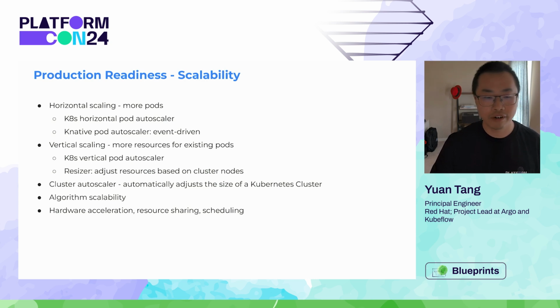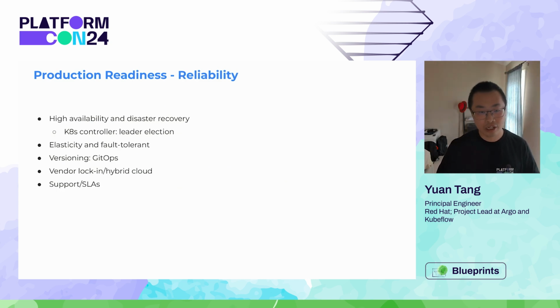Sometimes you need to modify your algorithm to be scalable enough to handle online fashioned workloads. And hardware acceleration and resource sharing and scheduling are also important in order to fully leverage the benefits of hardware acceleration. The next element is reliability.